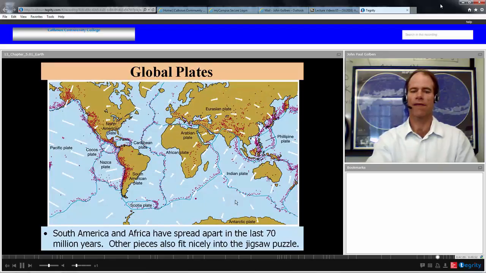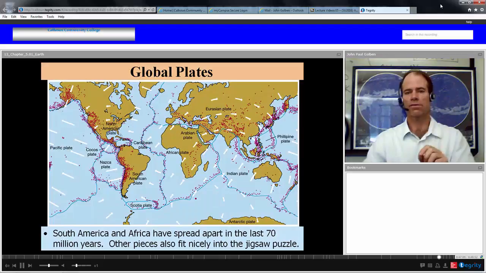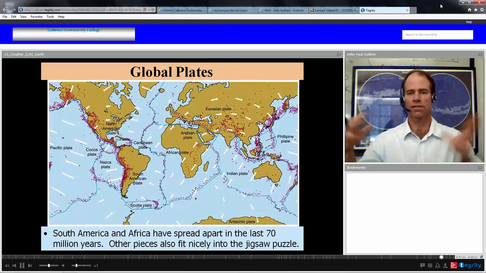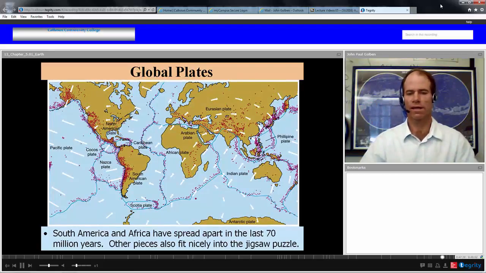South America and Africa have spread apart in the last 70 million years. You can look at circumstantial evidence of how they were once together. If you look at biological records, you can find species that only exist, say, on the coast of Brazil and on the coast of Africa, where these two were once connected, but they went extinct at that point. And so you can find other circumstantial evidence that proves how these continents were once combined together. Also geological evidence as well.